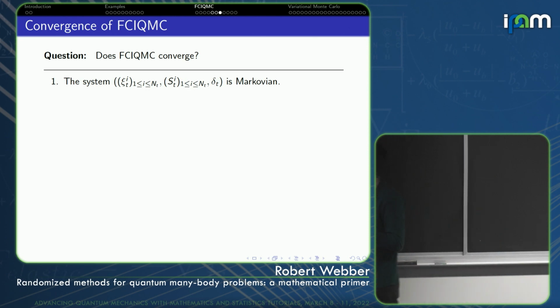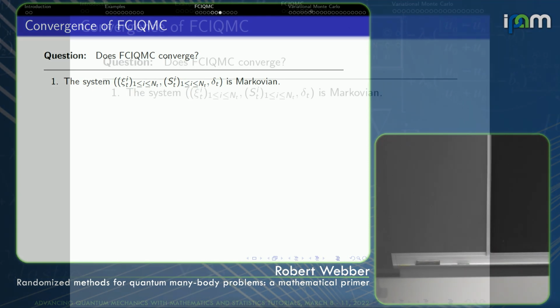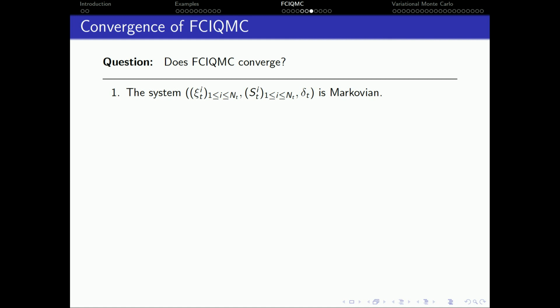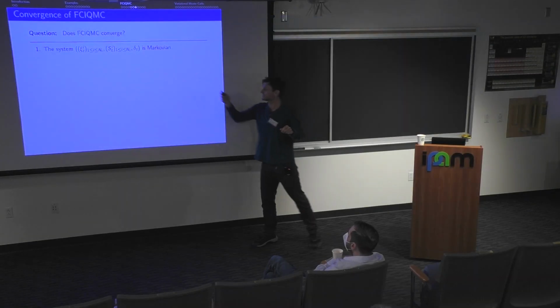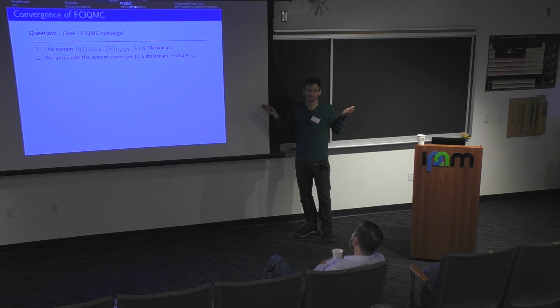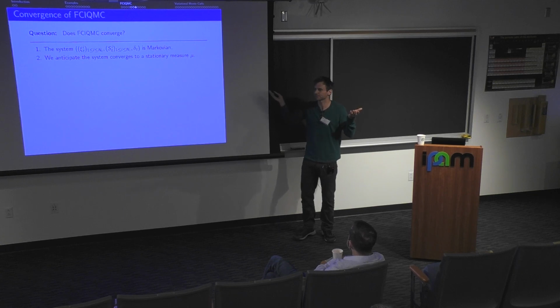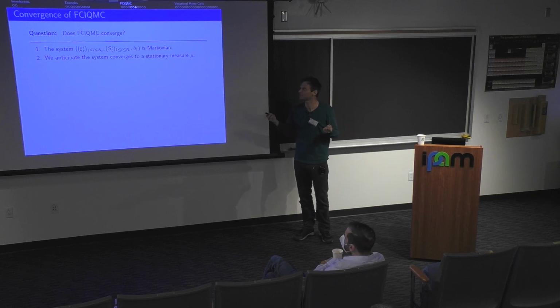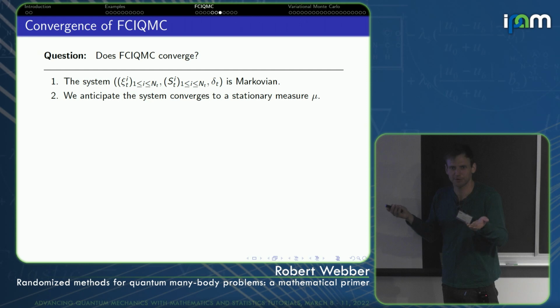So if you look at all the walkers and you look at their signs and you look at the shift, it is Markovian, right? Which means that if you know the value of this stuff at time t, you can evolve the system forward to time t plus 1. You don't need to look back to any previous information. You could just erase that from memory. Markov processes like this generically converge to a stationary measure. You might hope that this is the case for this particular Markovian system, and you might anticipate it being so, because the empirical results look like it's converging.